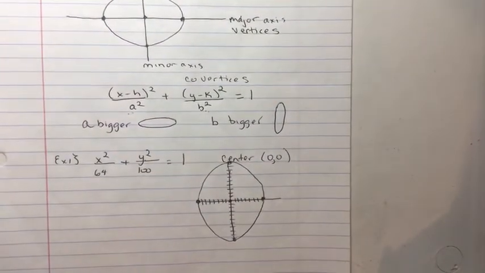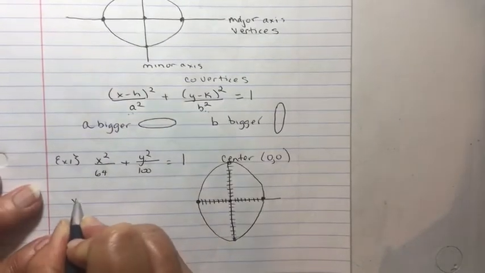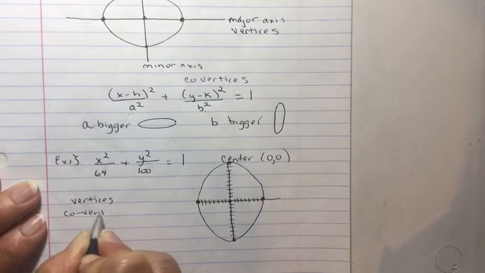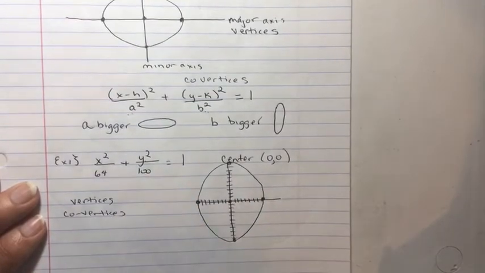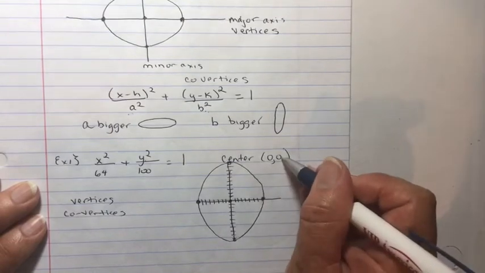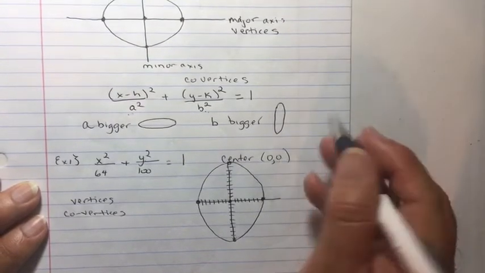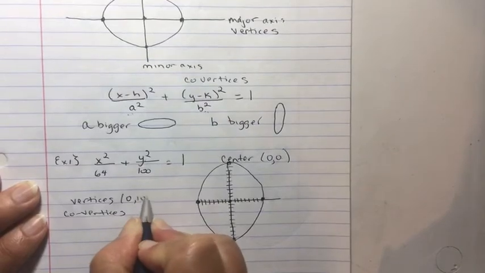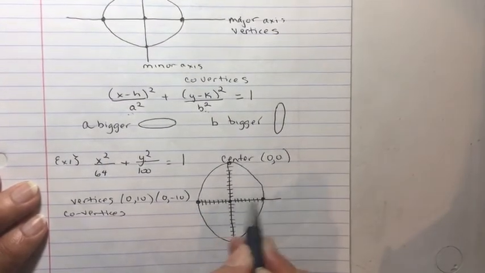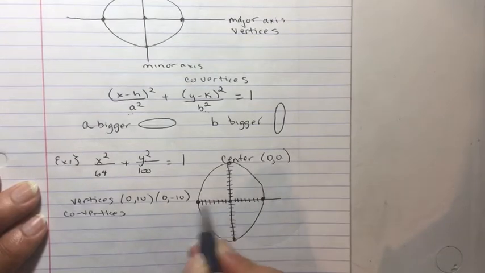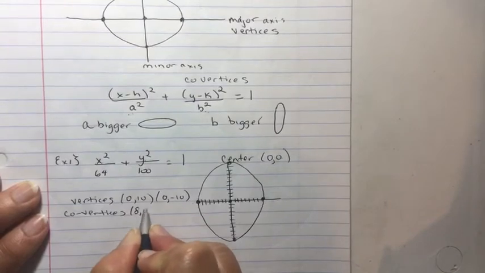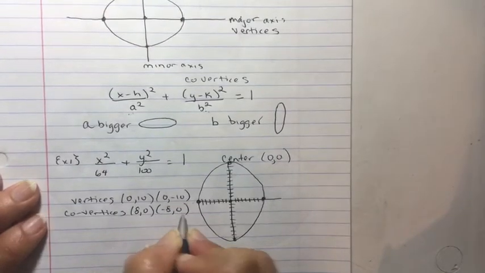Now, in addition to finding the center on your homework, you need to find the coordinates for the vertices and for the co-vertices. So on the y's, you're adding and subtracting 10 to the center of 0. So that is 0, 10, and 0, negative 10. For the co-vertices, you're adding and subtracting 8 to the x value. So 8, 0, and negative 8, 0.